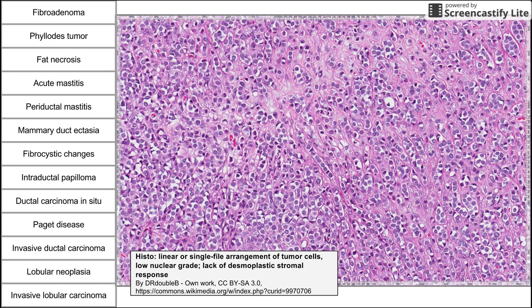And again, this is just a picture of the histology of invasive lobular carcinoma with a characteristic linear or single-file arrangement of the tumor cells. You can see several lines of these tumor cells. Again, this is because these cells lack E-cadherin, a protein that allows them to adhere together in that normal glandular formation. So this is the histology of invasive lobular carcinoma.